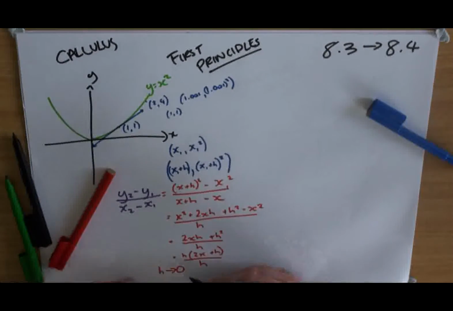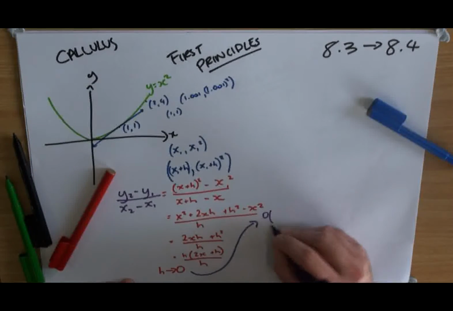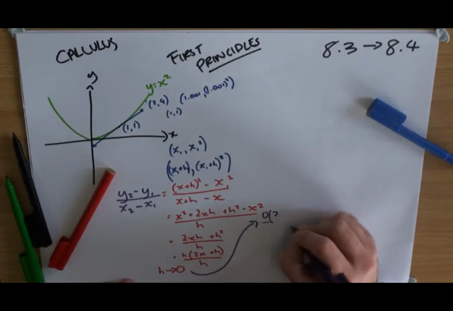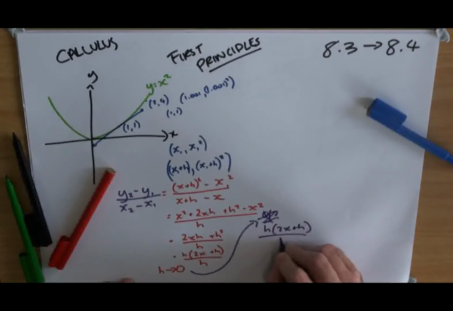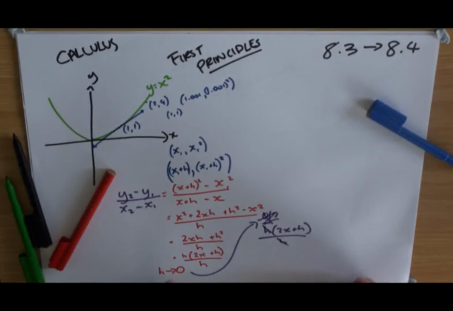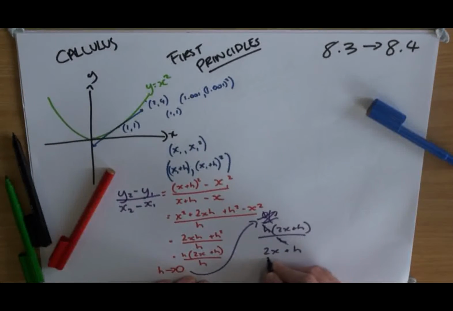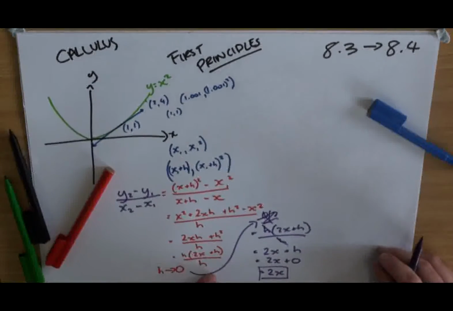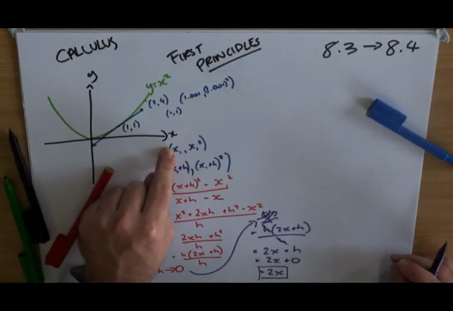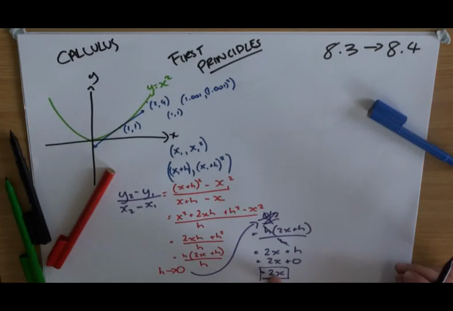As h approaches 0, we're going to get h outside of 2x plus h over h. As it approaches 0, I can cancel these out. That's how we do limits. Hopefully you remember that from when we did limits earlier. 2x plus h, which is 2x plus 0, which just equals 2x. So for any point x, as h approaches 0, the gradient is going to become 2x.